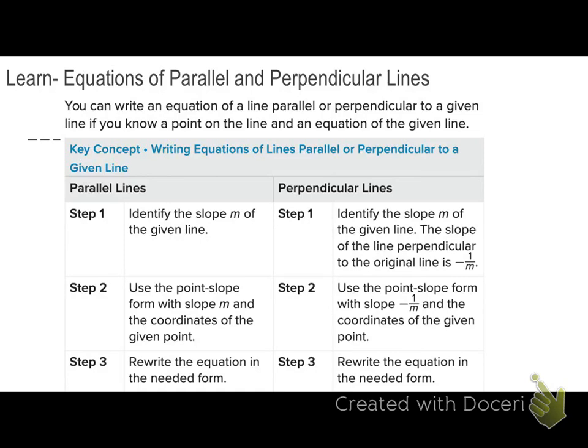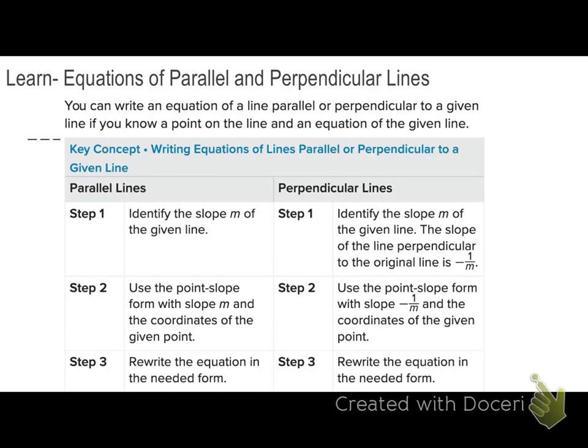Parallel lines have what kind of slope? The same or opposite reciprocal? The same. Parallel lines have the same slope. So if I'm given the equation of a line that I want to be parallel to, I need to identify that slope. And I'm going to use the same exact slope as that line, because I want it to be parallel to it. So identify the given slope, the slope m of the given line.